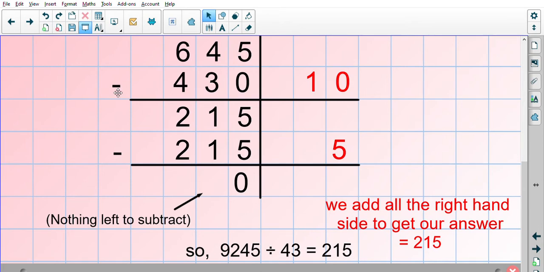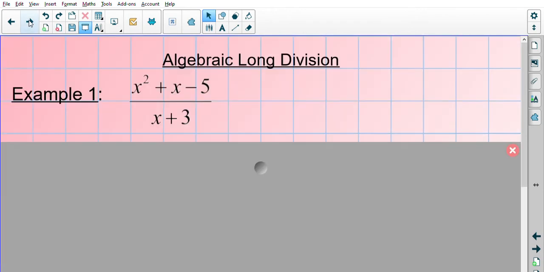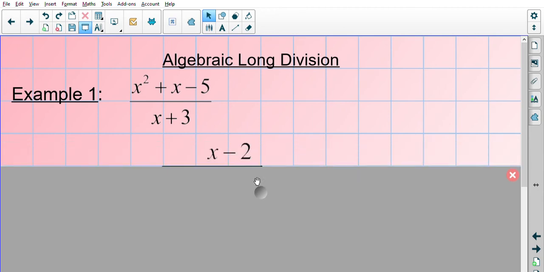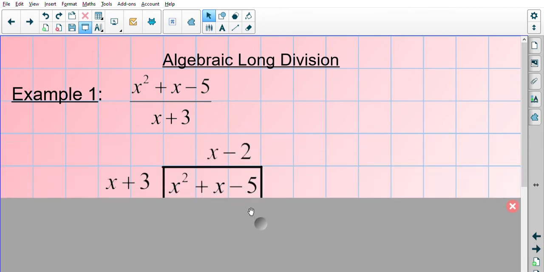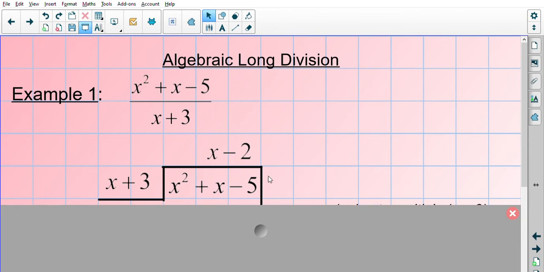We're now going to look at how we do this for algebraic fractions, and it works in a very similar process. We're going to start off by looking at this first question here. I've got x squared plus x minus 5, and we're going to divide that by x plus 3. So the aim, again, is that we want to try and cancel this down. Now this is only part of my answer this time, you'll see why at the end, but I'm going to manage to get an x minus 2 at the top. I'm going to show you how.